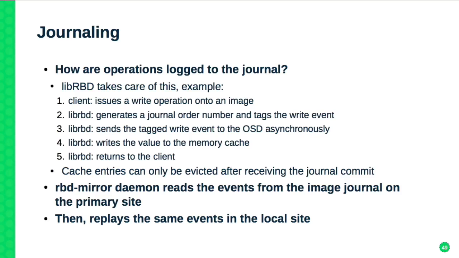All of this works because whenever the cache is full and we need to evict some entries, we cannot evict them before we receive confirmation that the corresponding journal event is actually persistent. So eventually, we might get to a state where the client has to wait, if the cache becomes full and needs to wait for in-transit journal write operations.